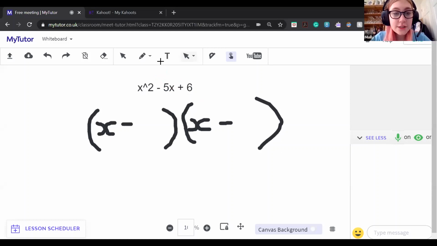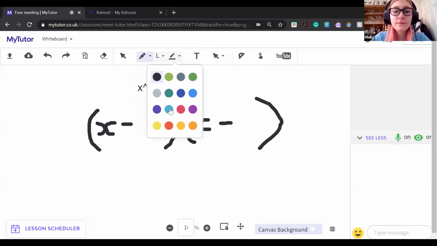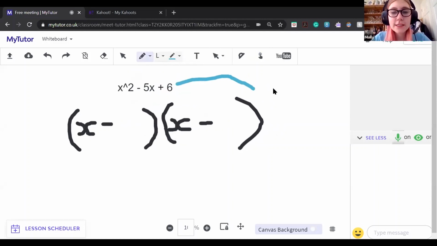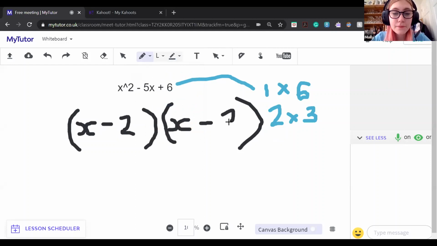And if you can't see those immediately, what I always do is write out everything that multiplies to make 6. So we've got 1 times 6 and 2 times 3. And then you look at those and you think, which ones there add to make 5? Well, it's 2 and 3. So those are the ones that we put in here.